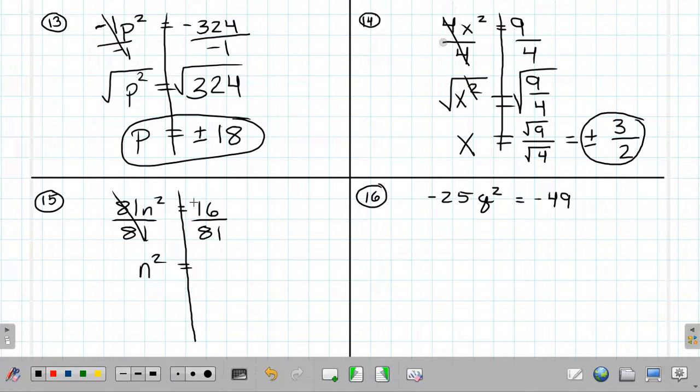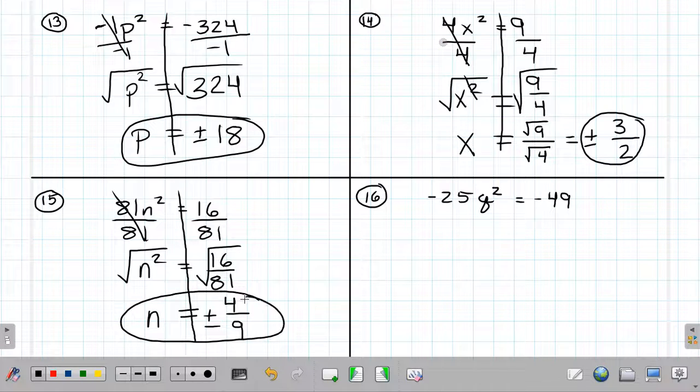But the point here is we don't have to do that. Let's leave this as the fraction, 16 over 81. And now let's do what we know how to do to take care of a fraction. Square root of 16 is 4. Square root of 81 is 9. So my answer here is both positive and negative 4/9.